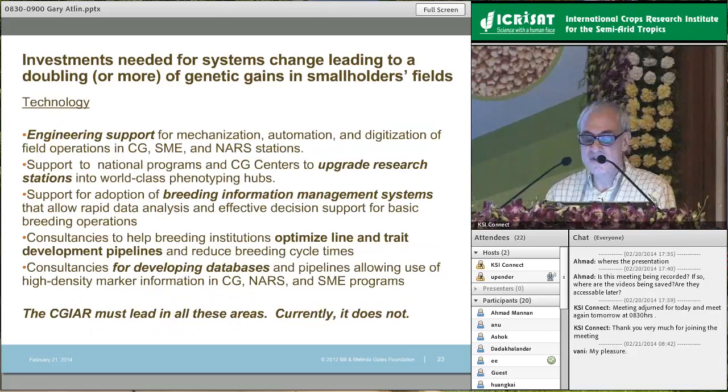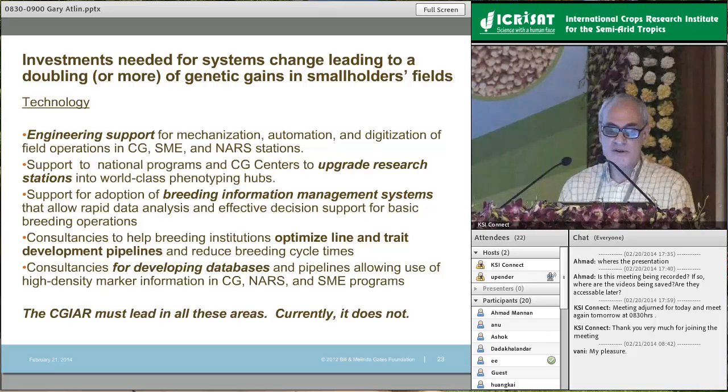The investments needed for systems change leading to higher rates of genetic gain in farmers' fields include, on the technology side, engineering support for mechanization, automation, digitization of field operations, support for breeding programs to upgrade research stations into world-class phenotyping hubs, support for adoption of breeding information management systems and databases that allow rapid analysis and decision-making for selection, consultancies to help breeding institutions optimize their pipelines and develop their databases. And the CG really needs to lead in these areas. In many cases, it's not.